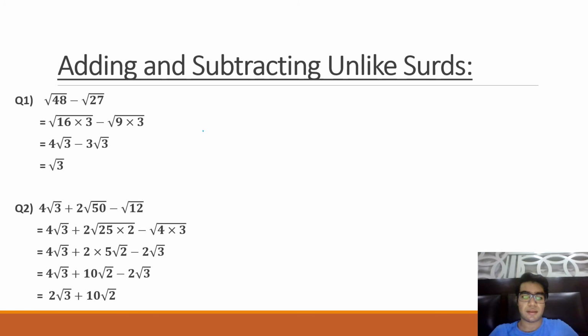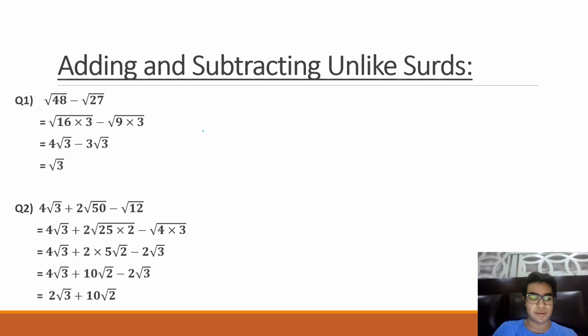Then you add plus 2, and then you simplify root 50 into two numbers which multiply together to give 50, and one of them should be the biggest square number possible. So that's 25 times 2. Then you put a subtract sign, and then you can also simplify root 12 into 4 times 3. 4 is the biggest square number you can have. So then you just simplify it.